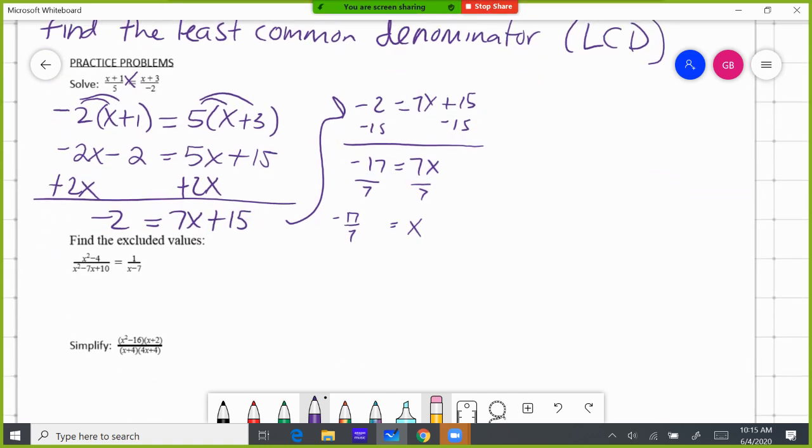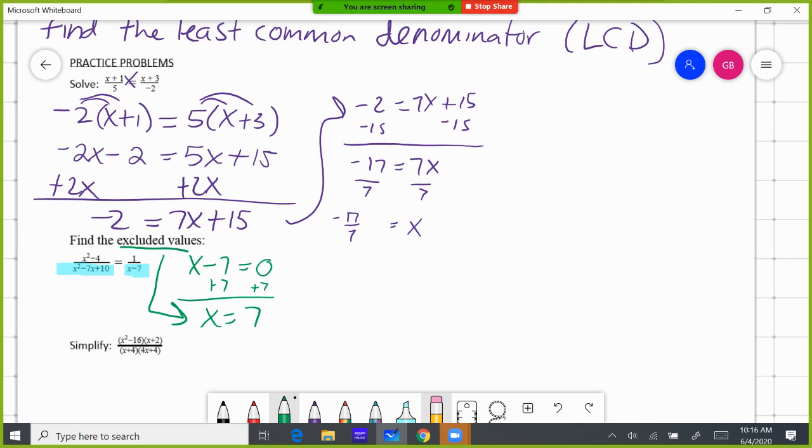Okay, find excluded values for this problem. Remember, that's when we're going to find values that make the denominator 0. So here, we're going to figure out what makes that denominator 0. Start with the easy one, the x minus 7. So we need to figure out when that is equal to 0, and you just solve for x. So if I add 7 to both sides, x is equal to 7. So here is one of the excluded values when x is 7.